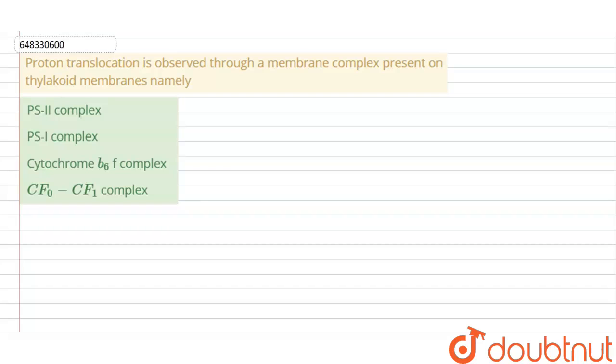Hello everyone. In this video, we have a question: proton translocation is observed through a membrane complex that is present on thylakoid membranes. So the question is saying that proton translocation takes place through the membrane of a complex, and this complex is present on a thylakoid membrane. So which is that complex?